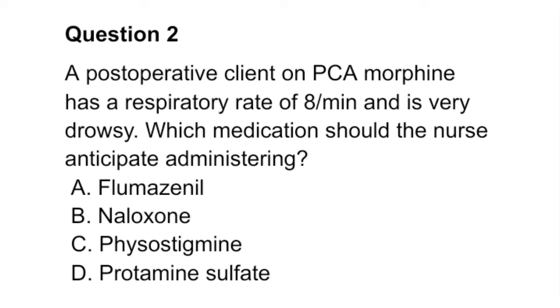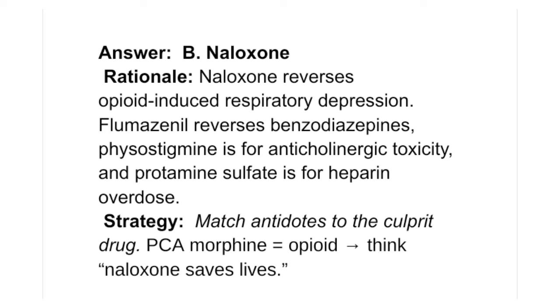Question 2. A postoperative client on PCA morphine has a respiratory rate of 8 per minute and is very drowsy. Which medication should the nurse anticipate administering? A. Flumazenil. B. Naloxone. C. Physostigmine. D. Protamine sulfate. Answer, B.